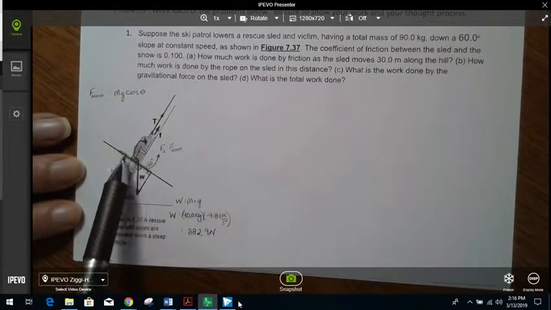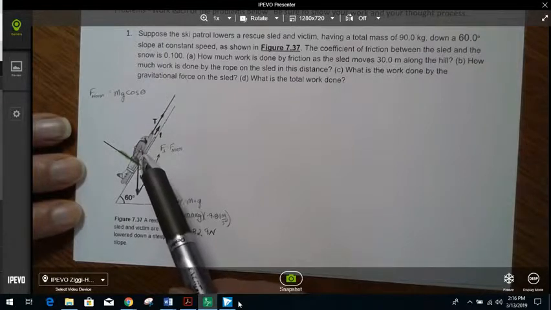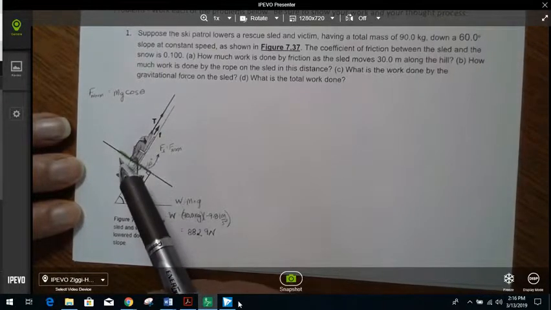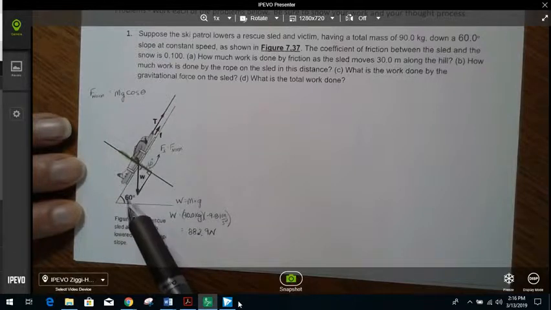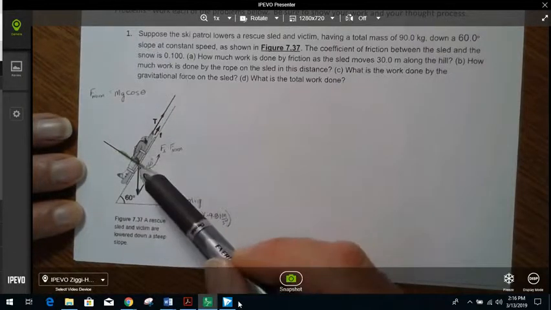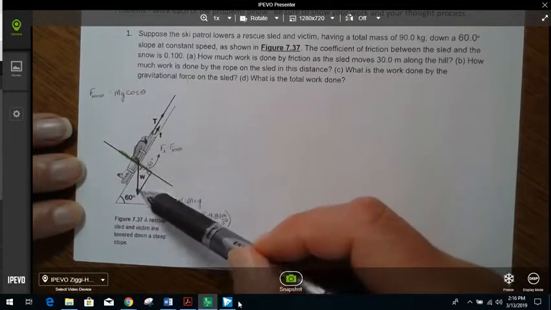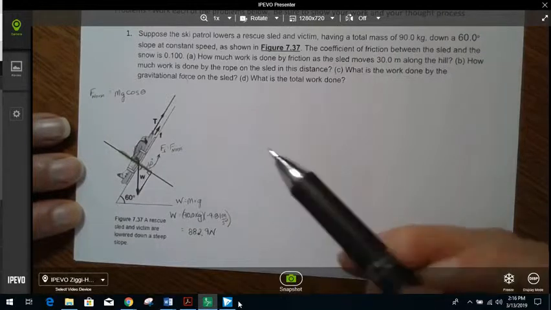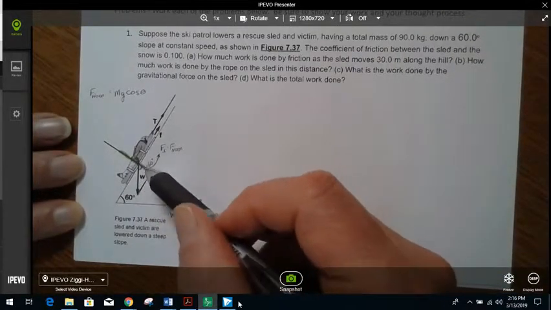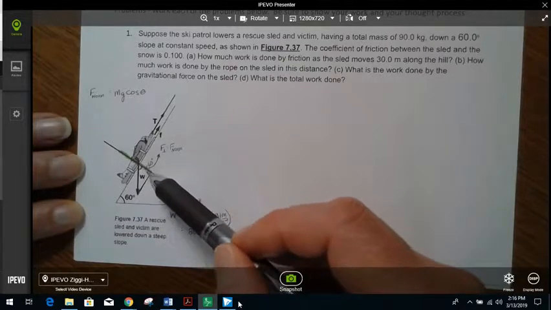And our normal force is perpendicular to the surface. It's always perpendicular to the surface. But in this case, it's perpendicular to the surface and not the entire weight component, because weight always acts toward the center of the Earth. So our weight component is acting toward the center of the Earth. So our similar triangle here puts weight as the hypotenuse of this triangle.